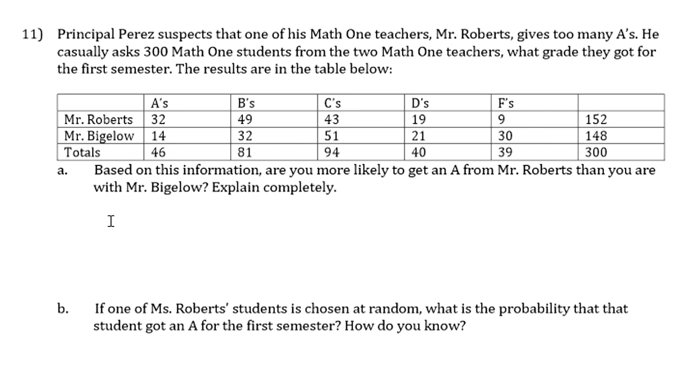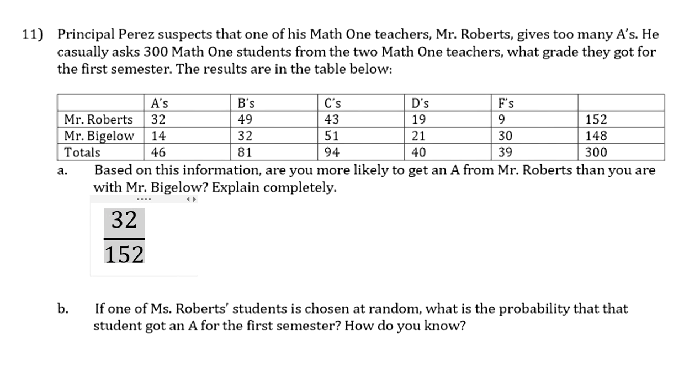Well, I think one of the things we can see here is that Mr. Roberts has 32 students who received A's, and he has a larger class too. The question is, is that enough to overcome the A's that Mr. Bigelow gave? So I'll type this as an equation, 32 divided by 152. That's the proportion of students that received A's. And I could do that for B's, C's, D's, and F's.